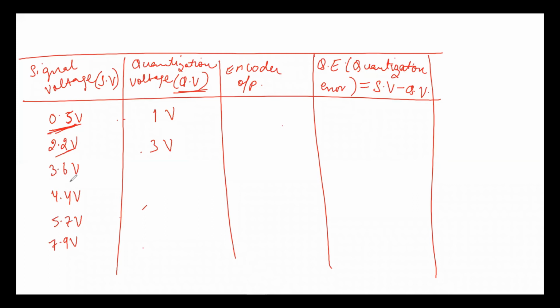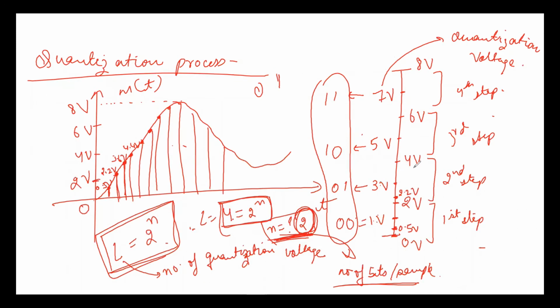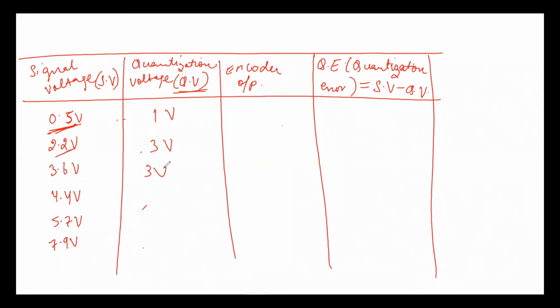Next, for 3.6 volt, I think it will lie between here. Then what is the nearest quantization voltage? It is nearest to 3 volt, not 5 volt. So for this, it will be 3 volt. Okay. So for the remaining 3 signal voltages, you can fill the table, this quantization voltage table, and all of you please try to do that. Find the nearest quantization voltage of these 3 signal voltages.